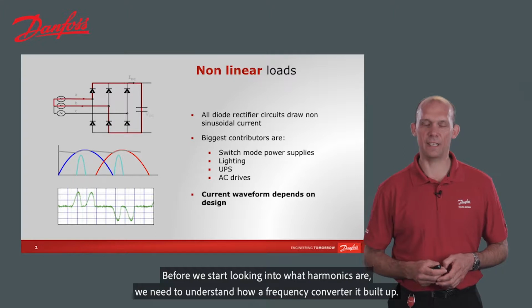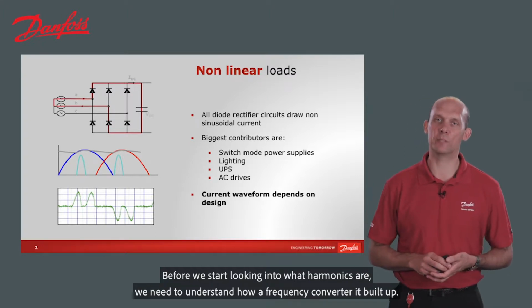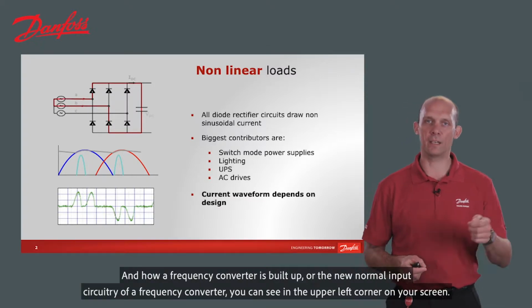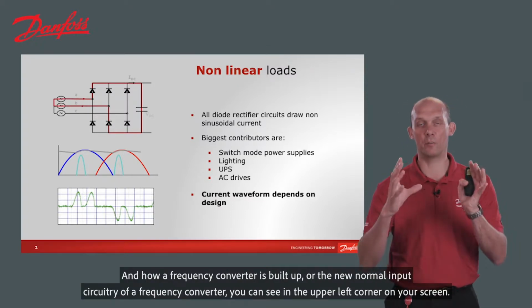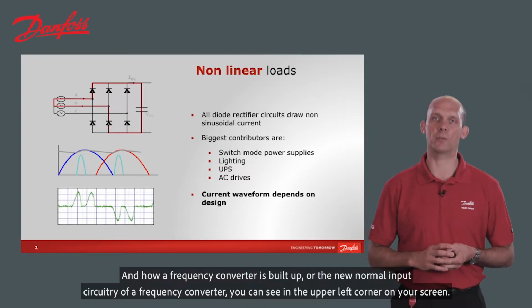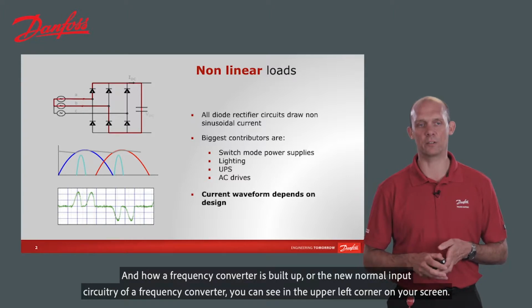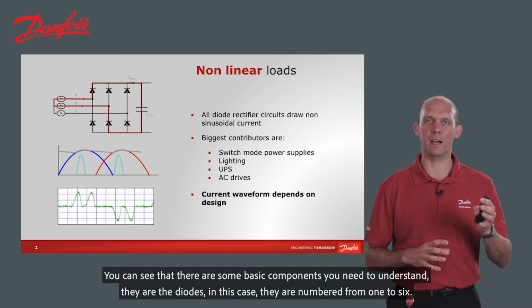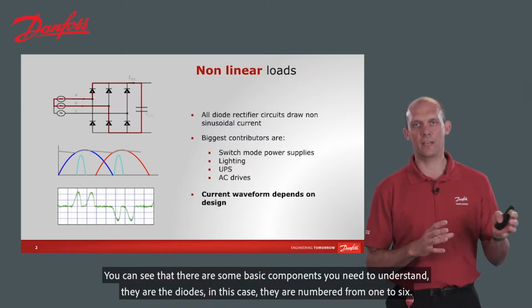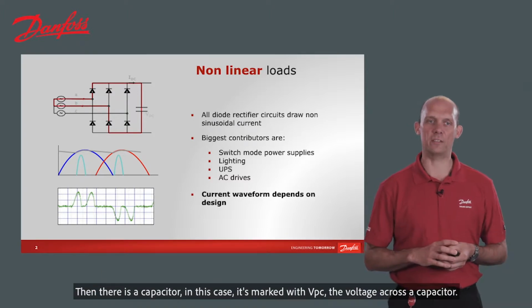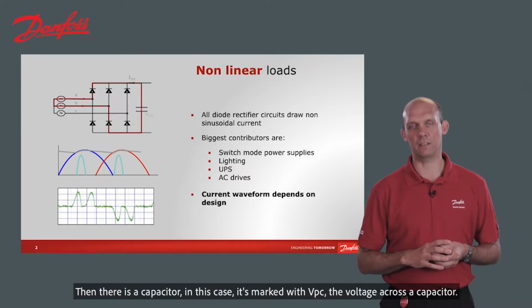Before we start looking into what harmonics are, we need to understand how a frequency converter is built up. The normal input circuitry of a frequency converter you can see in the upper left corner of your picture here on your screen. And you can see that there are some basic components you need to understand. There are the diodes. In this case, they are numbered from 1 to 6. And then there is a capacitor. In this case, it's marked with VDC, the voltage across the capacitor.